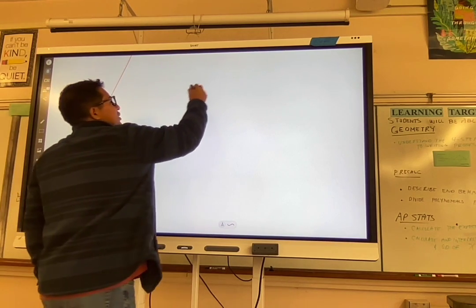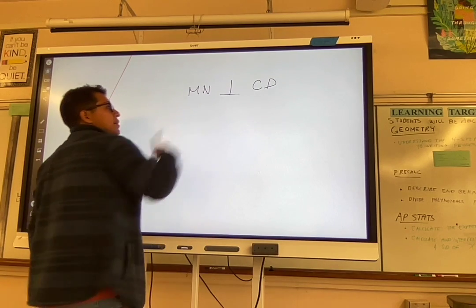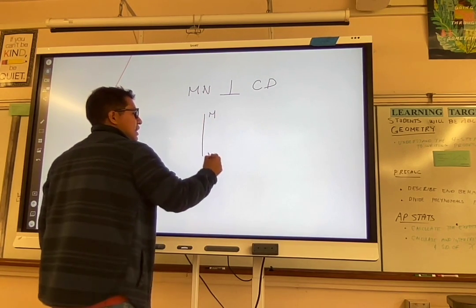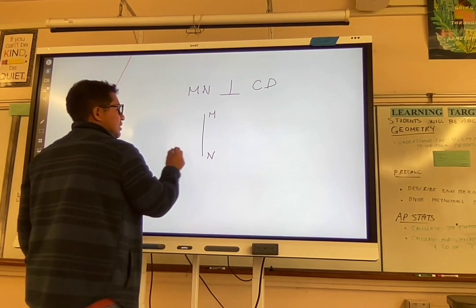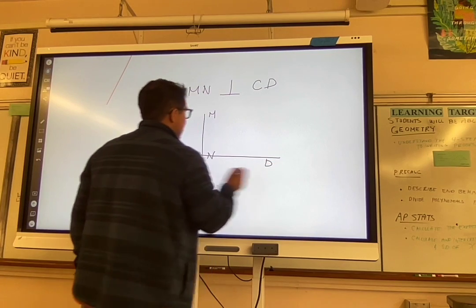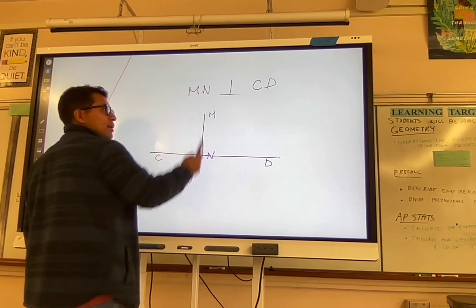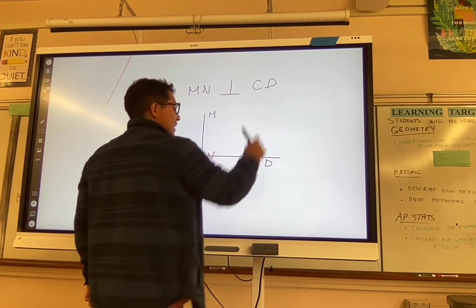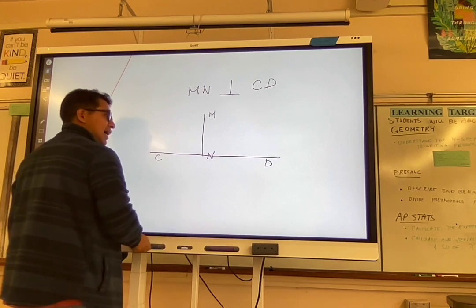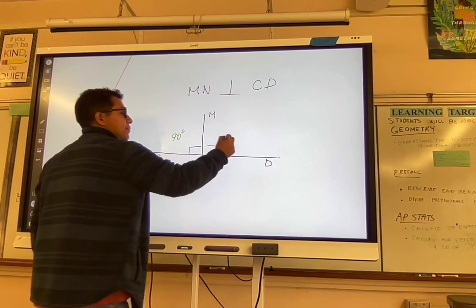The other situation, I think I have space right here, that shows up a lot is what if the problem tells you MN, this symbol, and then CD? What does that mean? So for example, in this case, here's M and here's N. CD, the picture would have to look something like this. Here's D and here's C. So what we're saying is from M to N, the line segment MN touches line segment CD, and it creates two 90-degree angles, right?